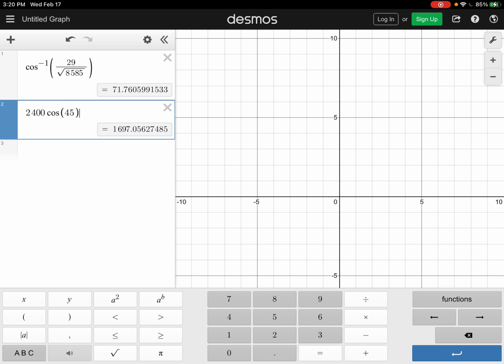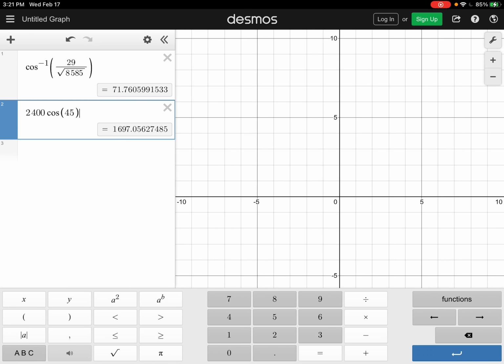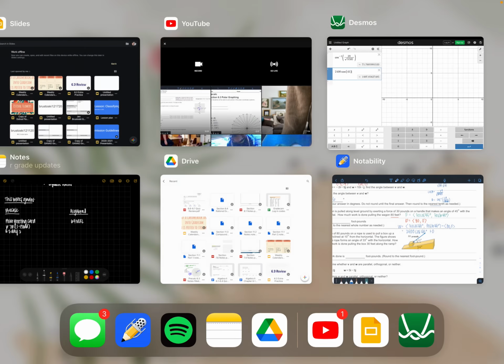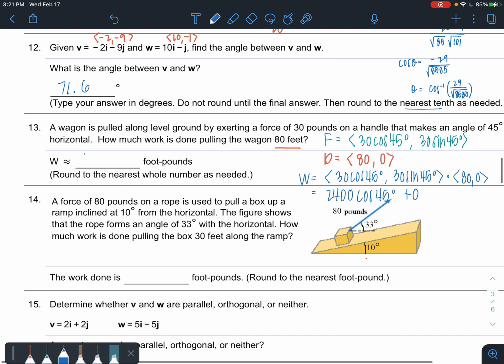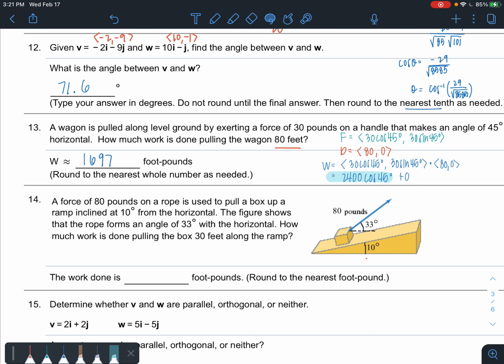in degrees is 1697.05. But it says to round to the nearest whole number, so we'll say 1697. That's what you get if you type this into your calculator. Gonna go ahead and make that smaller. We can have room here.